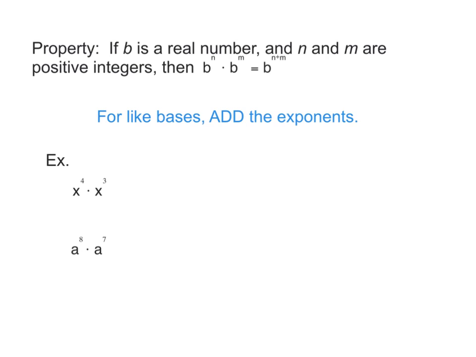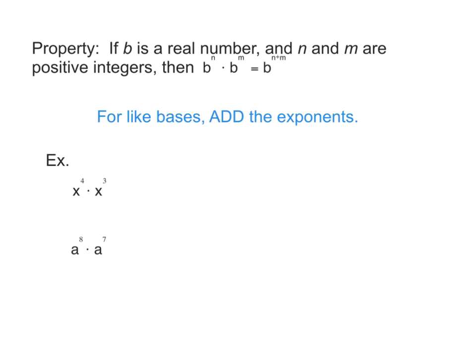First property we have is if b is a real number and n and m are positive integers, then b to the n times b to the m equals b to the n plus m. What that really is telling you is if you have like bases, bases meaning the big numbers on the bottom, you can add the exponents.